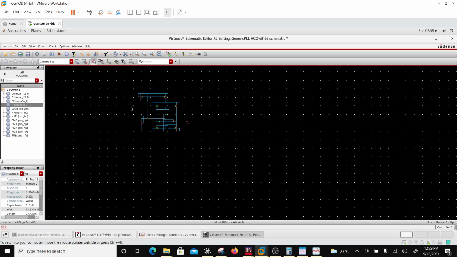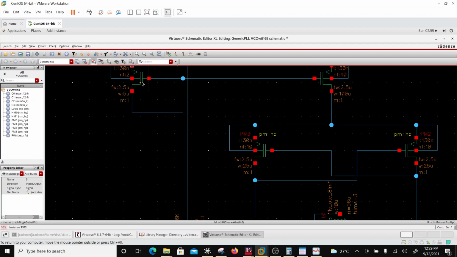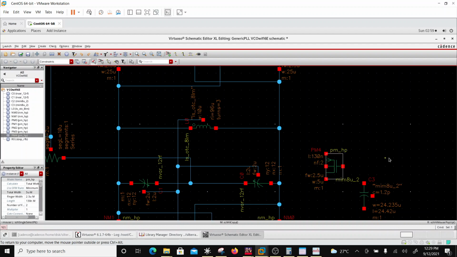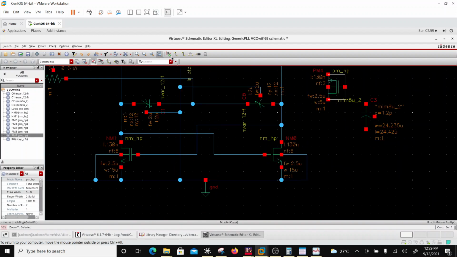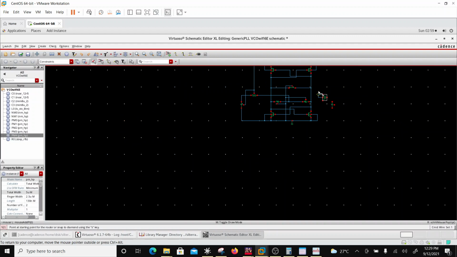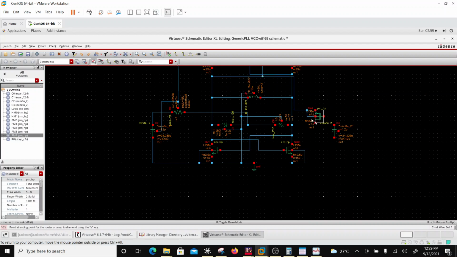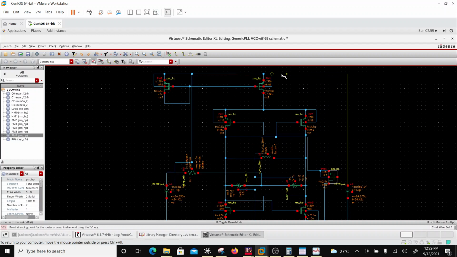So of course I need a startup circuit here, so I'm going to copy this small device over here, right? And I am going to connect this guy to the well, and this guy draws current out of one of the branches, which is this one. This pulls out current to ground, and this guy has to charge from the supply, and this body terminal will go to the supply.